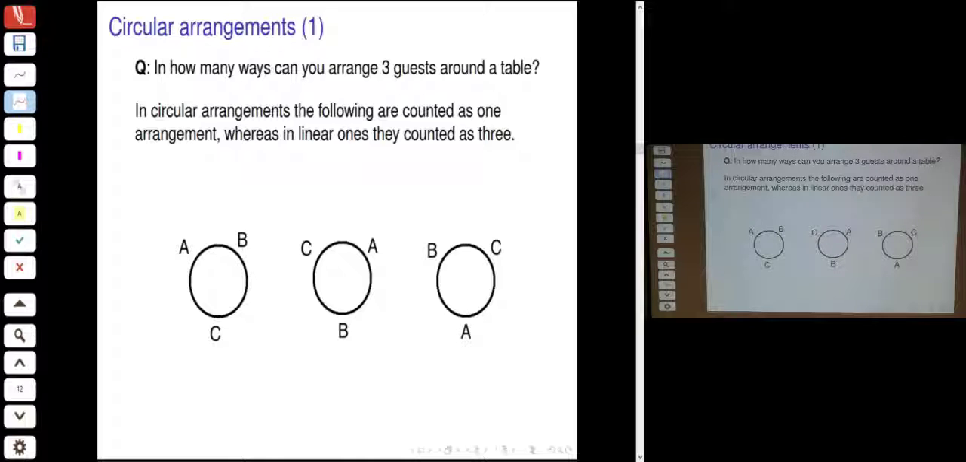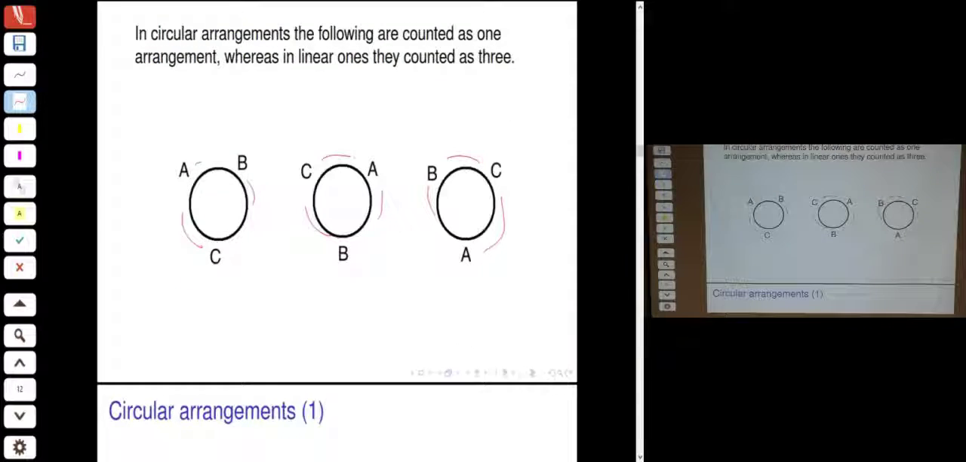Just as a warm up, if we were arranging these three guests, A, B, and C, on a line, which we have been doing so far, how many ways of doing that are there? There are 3 factorial ways of arranging A, B, and C on a line, right? So 3 factorial is 6. However, let's count the number of ways of arranging A, B, and C on a circle. So here is A, B, and C. Then C could be here. Then B could be here.